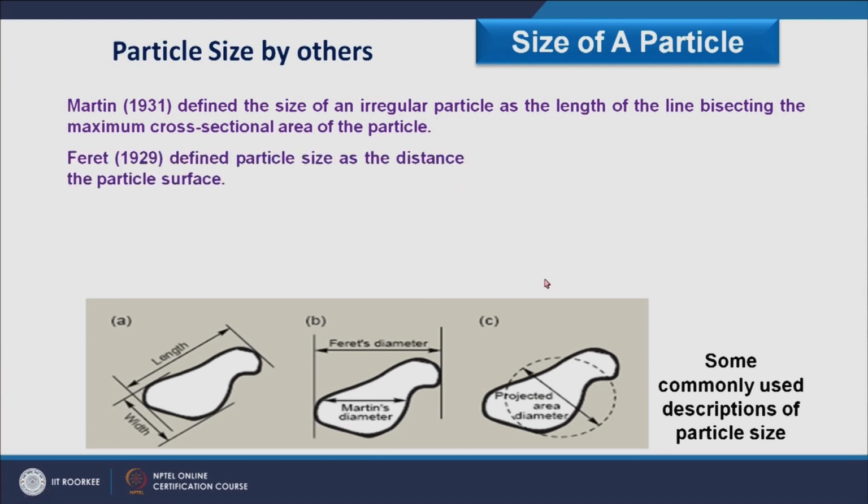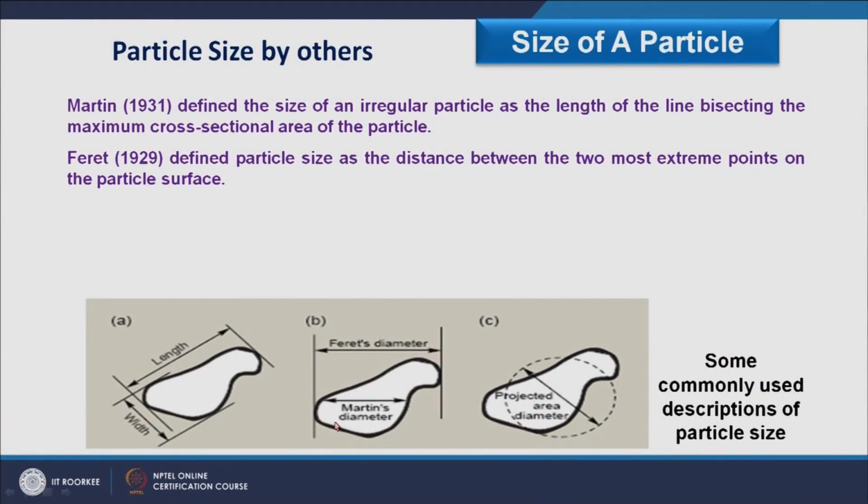Another diameter we have is Feret's diameter, who defined that if the particle is projected to its maximum cross-sectional area, the length between the longest edges of the particle is called Feret's diameter. So Martin's diameter and Feret's diameter have both been defined based on the maximum cross-sectional area being the projected area. And if I consider this particular definition, what is the limitation of it? Is it the exact definition that we want?